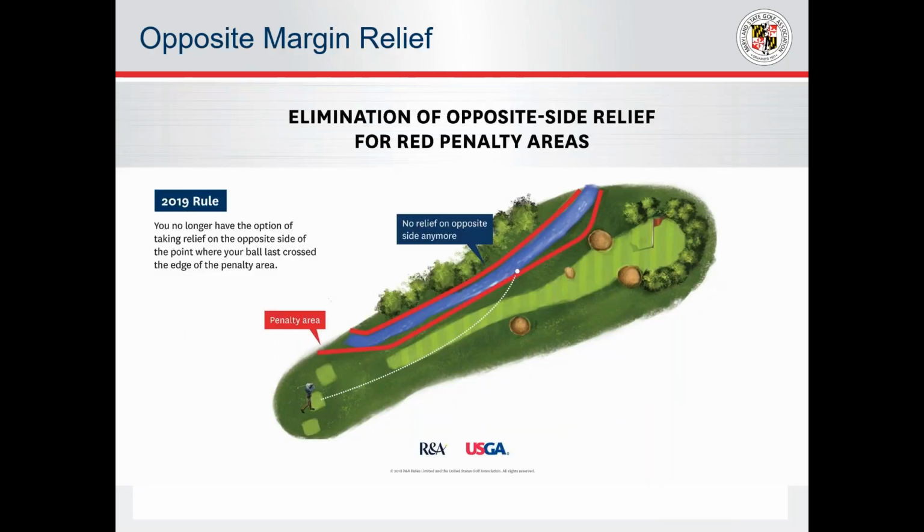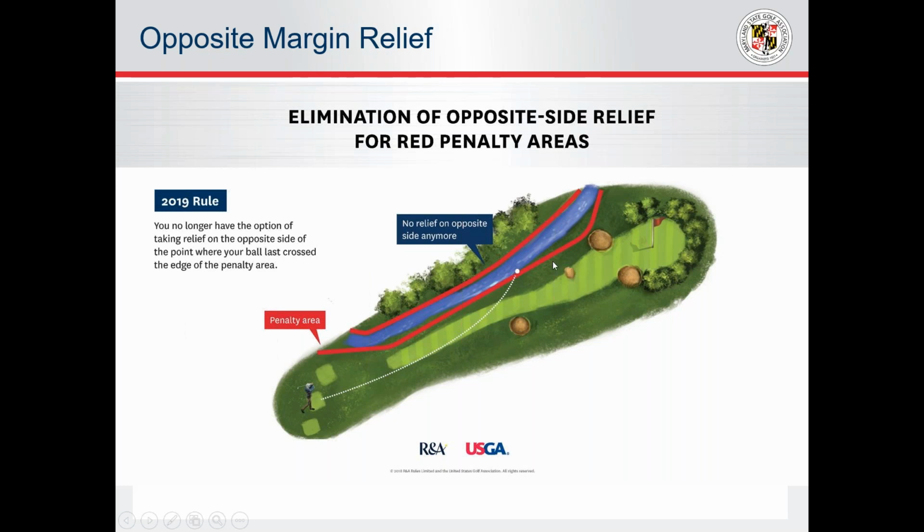Also, we talked about how, under the old rule, there used to be an option for relief on the opposite side, the opposite margin of a water hazard. And of course, we know those are called penalty areas now. Opposite side relief is no longer in the book as a default to the rule, but it's a local rule that committees are allowed to use during events or championships, or if they want to implement that local rule. If you have a hole that makes sense for opposite side relief, you can put that in your notice to competitors and play that way.